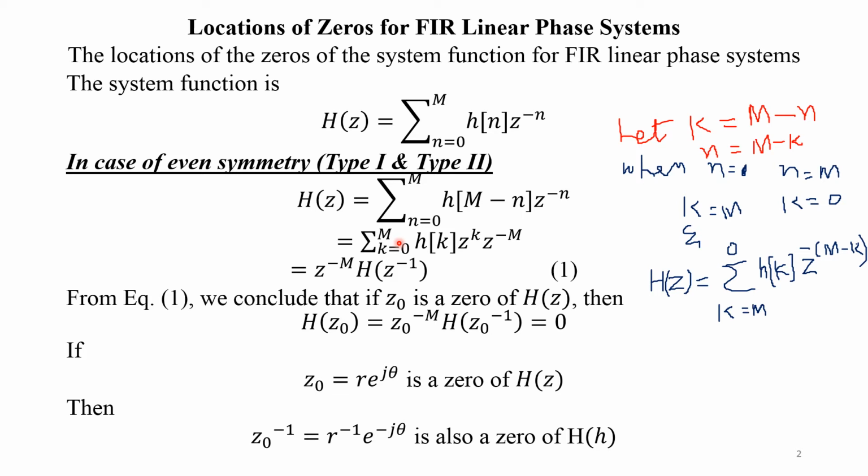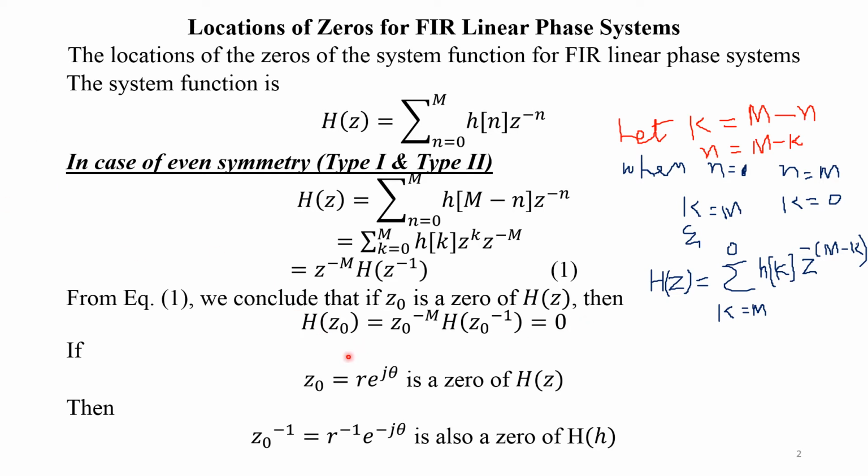So from equation 1, if we have a zero at z naught, then replacing z by z naught, we get h of z naught equals z naught power m, z naught power minus m into again h of z inverse, so it will be z naught inverse. And because we say that z naught is a zero, that means when you put this value of z, h of z results in 0. So h of z naught will be equal to 0.